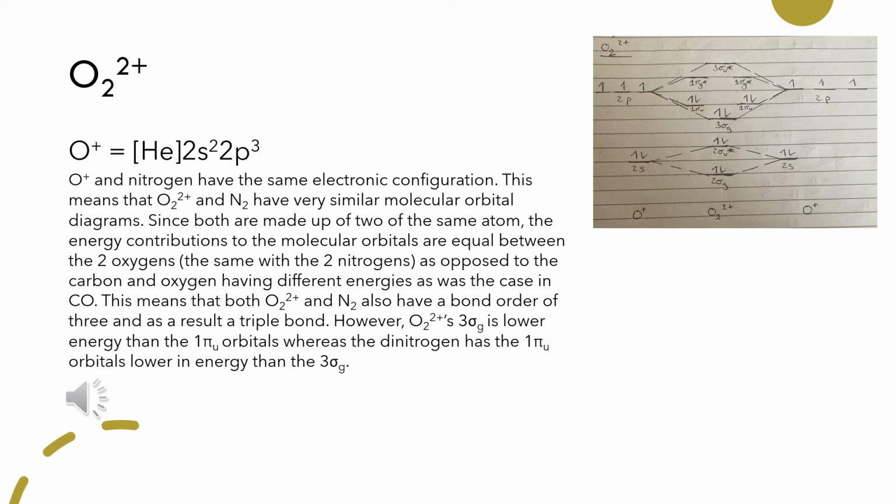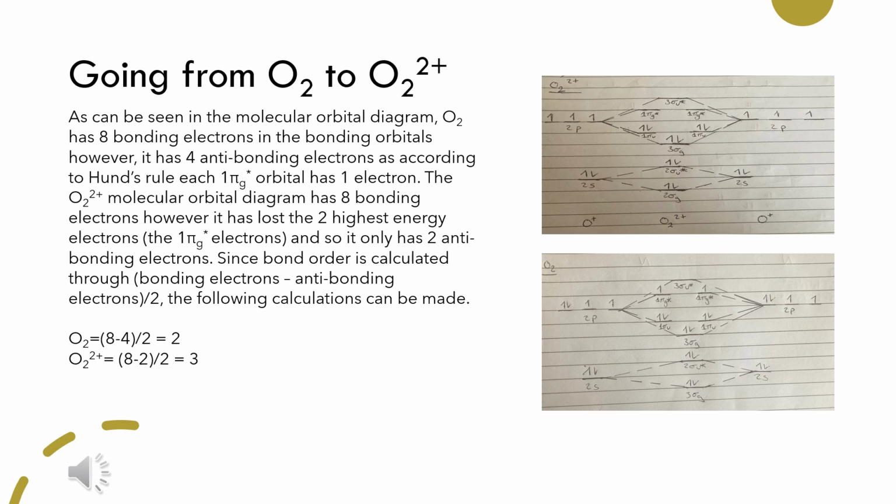This is not the case in O2 2+, however, as the oxygen atom itself has a larger energy difference between the 2p and 2s subshells than the nitrogen atom. This means that there is less overlap of the 2s and 2pz orbitals, and the 3 sigma bonding orbital is lower in energy as a result. This is what is expected within most molecules. Overall, this does not affect the bond order though. As stated earlier, there are still 4 bonding orbitals and 1 anti-bonding orbital, so this agrees with the Lewis prediction.